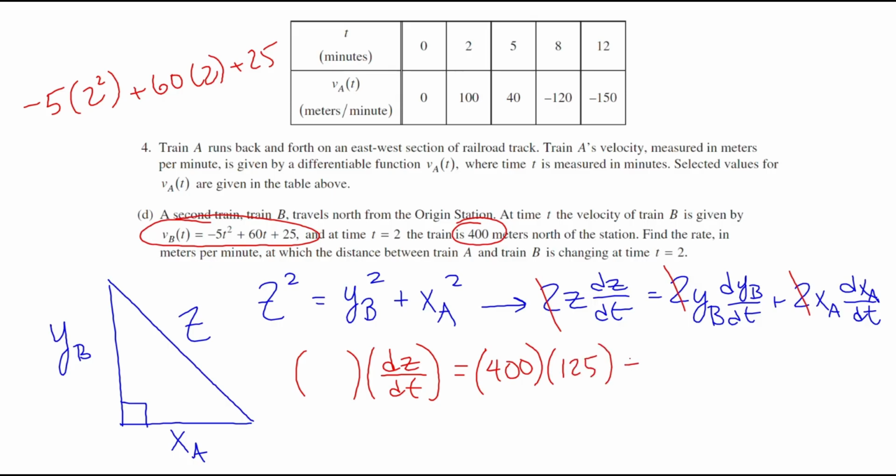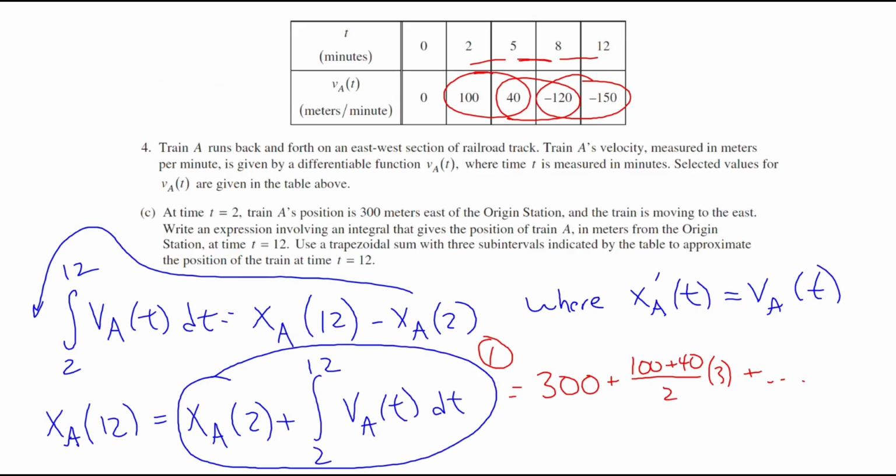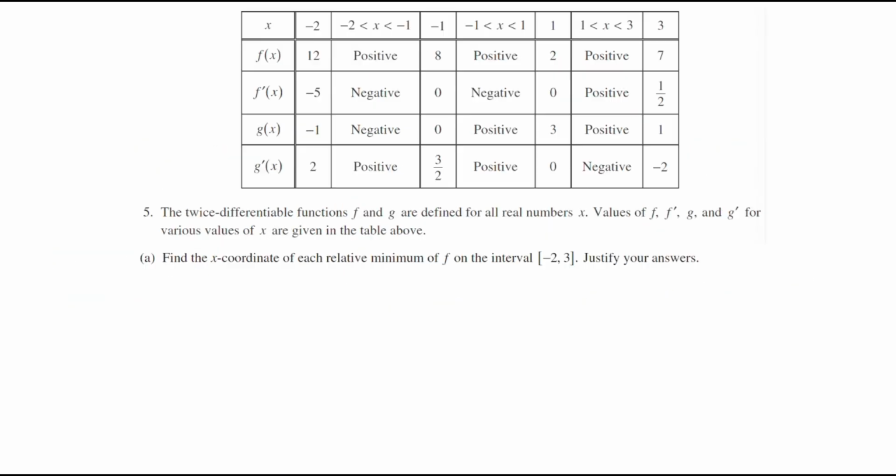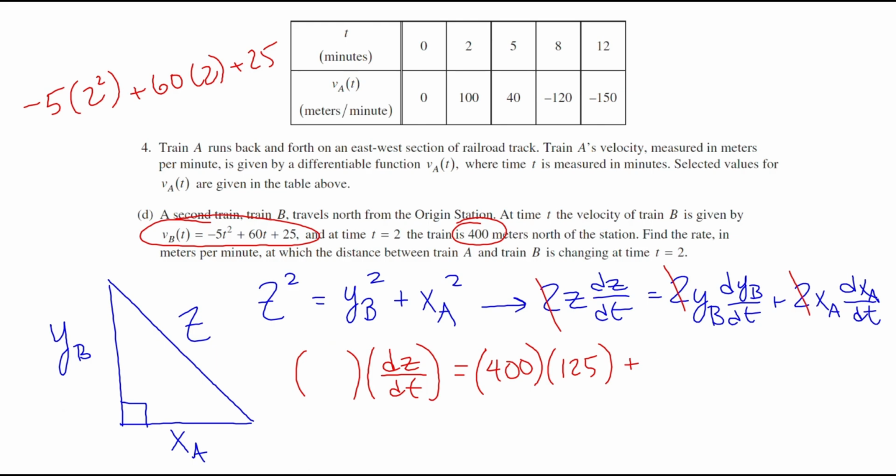And then we've got our x sub a, our position of the first train at t equals 2. And that was given to us in one of the other parts. Looks like it was right here. So its position is 300 meters to the east. So here we've got 300 for x sub a. And then dx sub a/dt is the velocity of that first train at 2, which we know is 100.